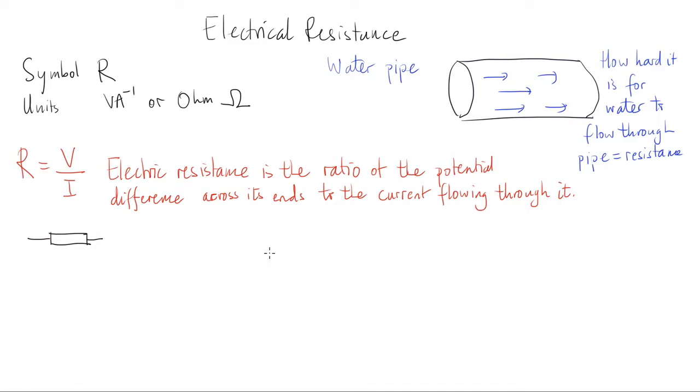Now, if we have a wire of length L and cross-sectional area A, then there's another formula to work out the resistance. The longer the length of wire, i.e. the longer the length of pipe, the harder it is going to be to push the current through it. Therefore its resistance is proportional to length. But the narrower the pipe, the narrower the wire, the harder it is to push the current through it as well. So resistance is inversely proportional to its cross-sectional area.